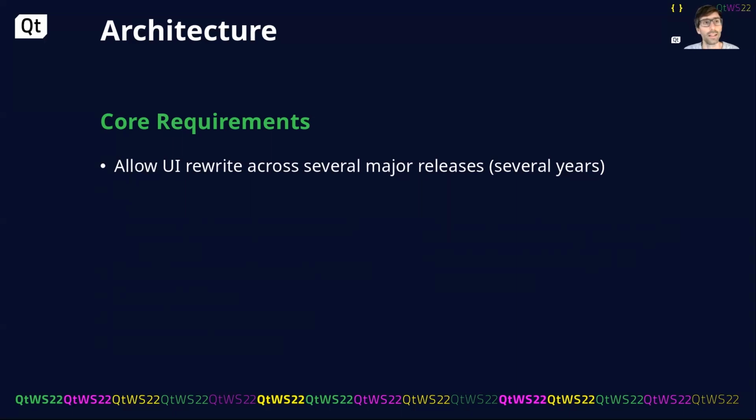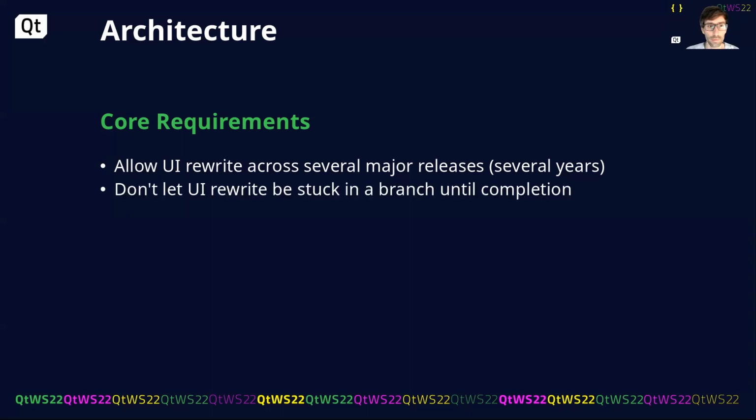We're looking at, in the beginning, the team was also not as big as it is now. So depending on the size of the team, we're looking at 5 to 10 years, depending on also where we want to stop converting things. So we have to be able to rewrite the UI across major releases. That was already clear from the start.